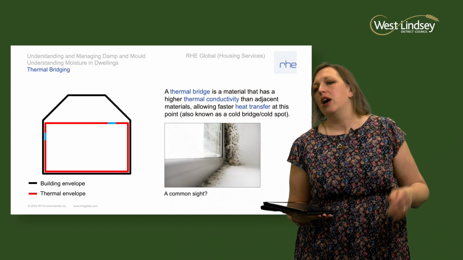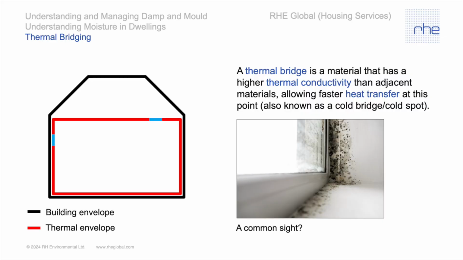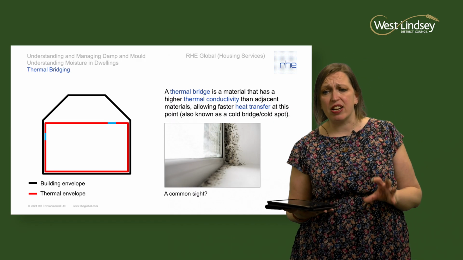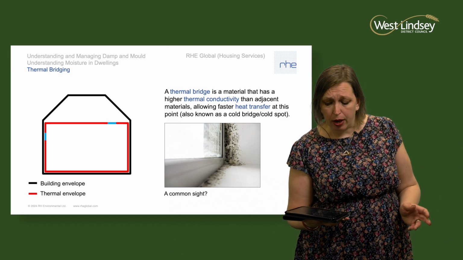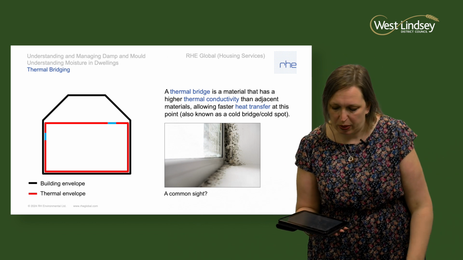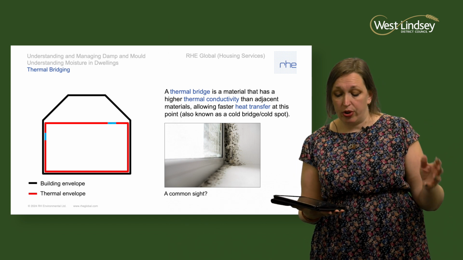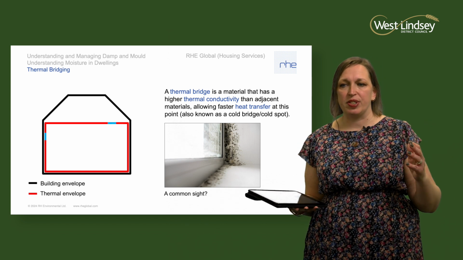So on this slide here, on the left, you can see there I've tried to demonstrate what the envelope of a building looks like. So our building envelope is the black line on the outside. It's the structure of the building. It's the physical separation between the conditioned internal space and the unconditioned external space. So it's continuous. It's our floors, our walls, and our roof line. Within that, the red line is showing the thermal envelope. So that's what envelops the insulated space within a house. It separates the indoor and outdoor temperatures and stops heat from escaping.